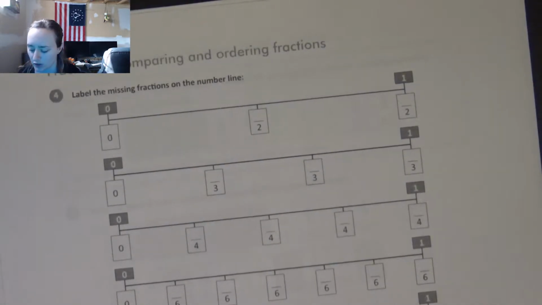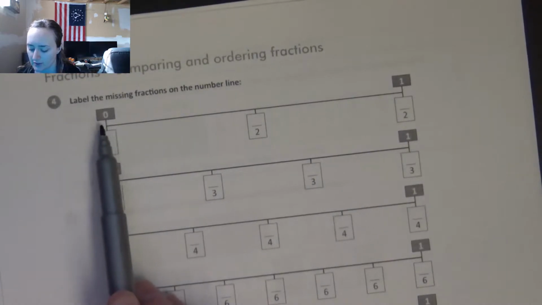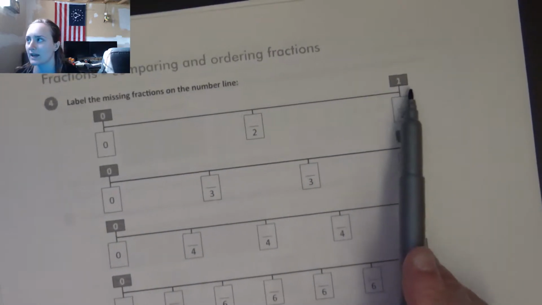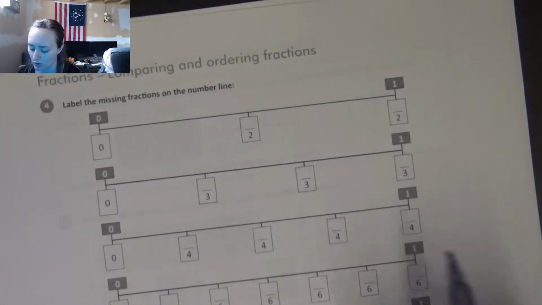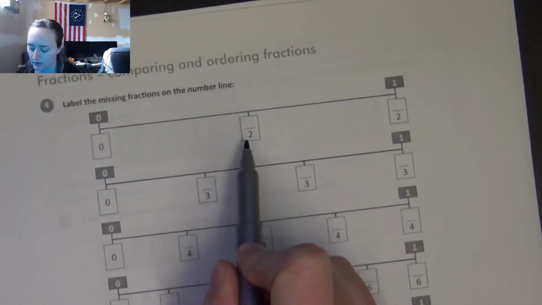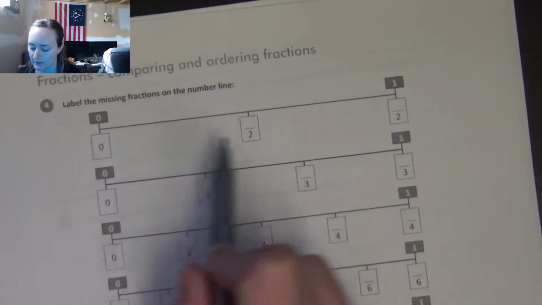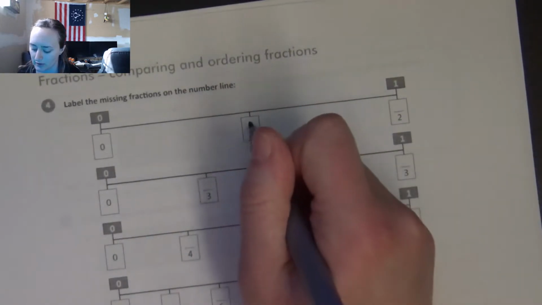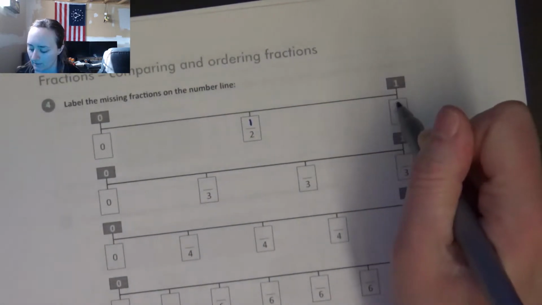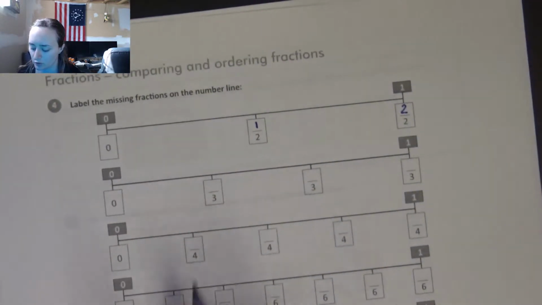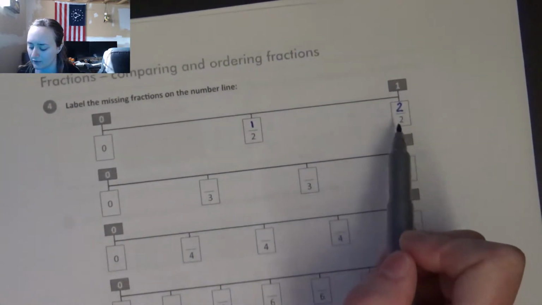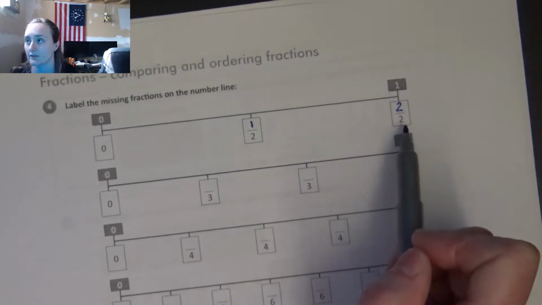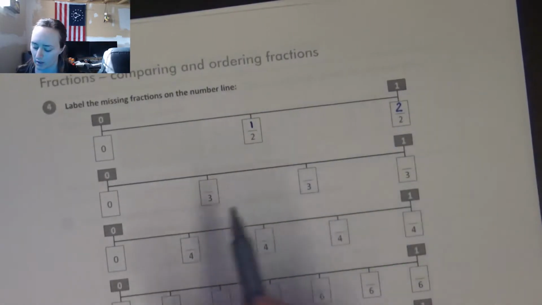Now we haven't done fractions on a number line, but as you can see, we start with 0 and we end with 1. That is one whole. So I'm going to count the number of sections that there are and add the number on top here. So this would be 1 and this would be 2. So this is 1/2 and this is 2/2, or 1 whole.